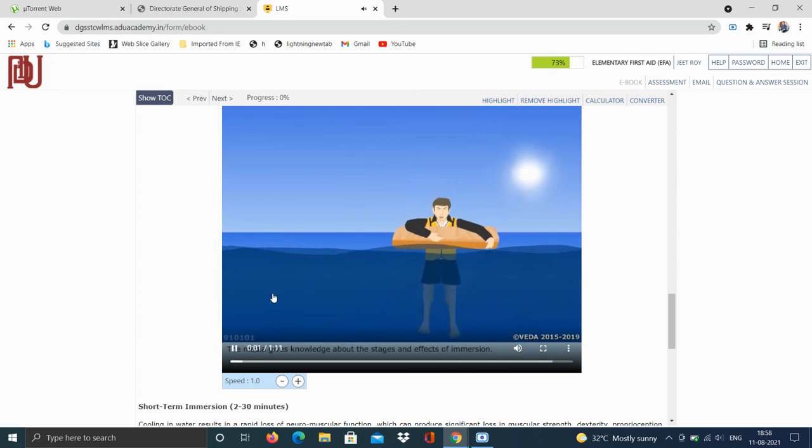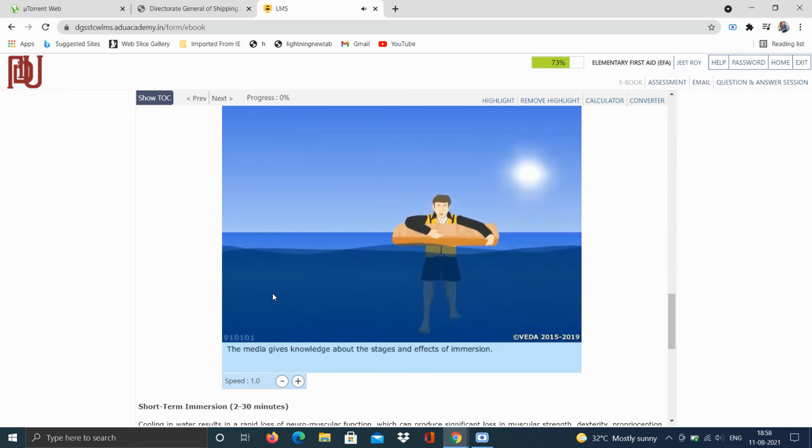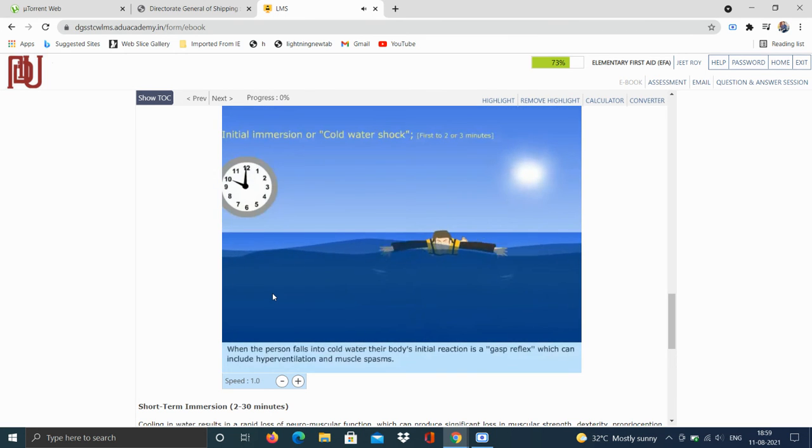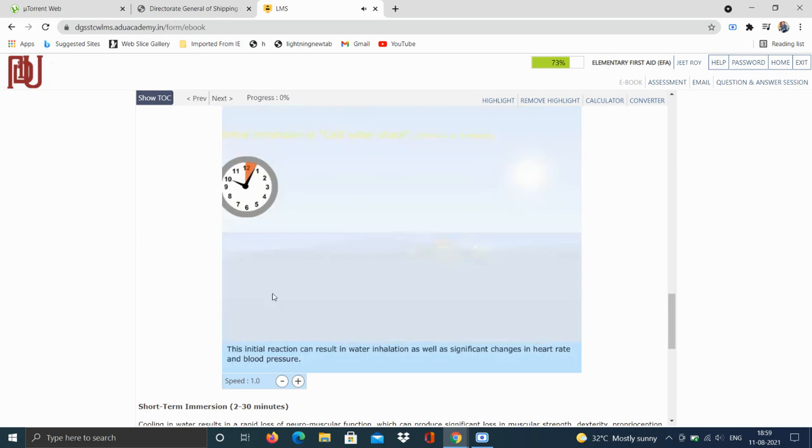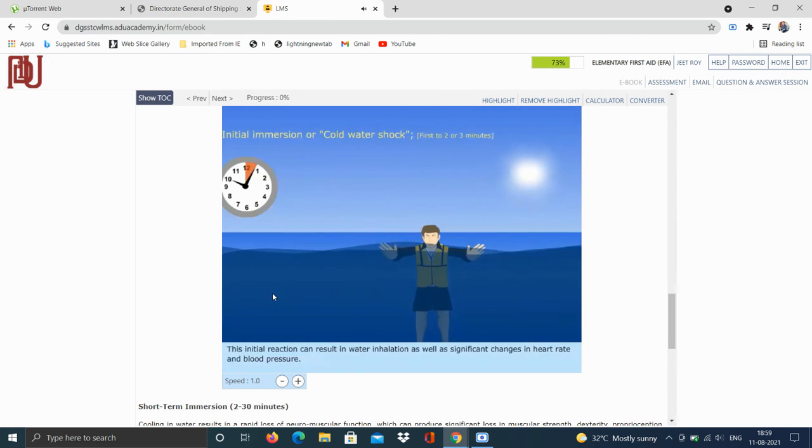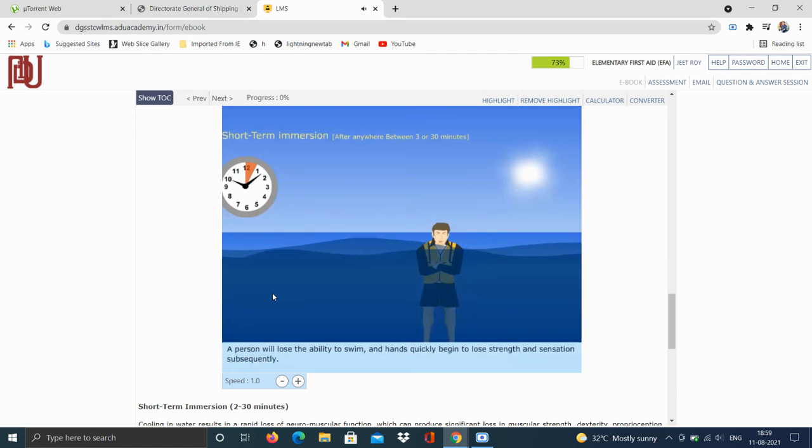The media gives knowledge about the stages and effects of immersion. When a person falls into cold water, their body's initial reaction is a gasp reflex, which can include hyperventilation and muscle spasms. This initial reaction can result in water inhalation, as well as significant changes in heart rate and blood pressure. A person will lose the ability to swim, and hands quickly begin to lose strength and sensation.